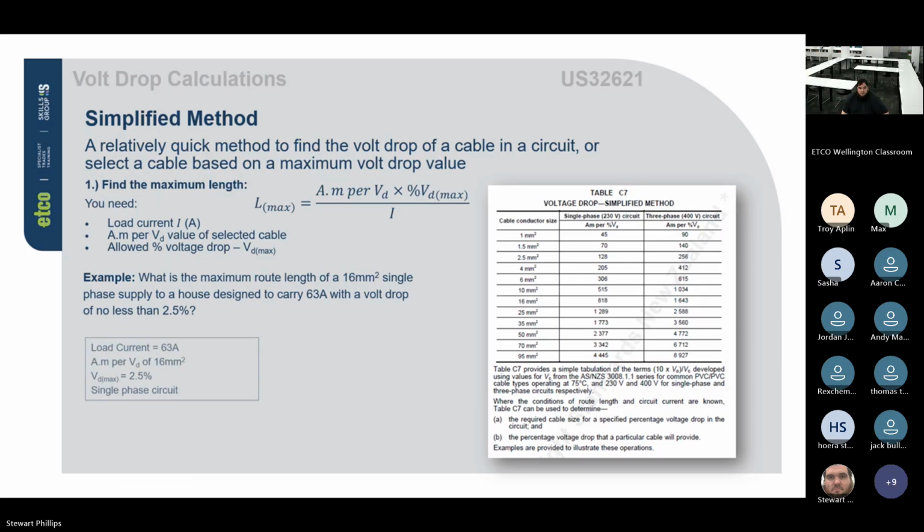Yep. So we've got our load current of 63 amps, our amp meters per volt drop of 16 mil squared, our volt drop max of 2.5%, and it's a single phase circuit. So single phase, we know which column we're dealing with, the middle column. So for our L max, we have 818, which if we go down to 16 mil is our volt drop percentage, multiplied by our volt drop max of 2.5, and then we divide that by our 63 amps.